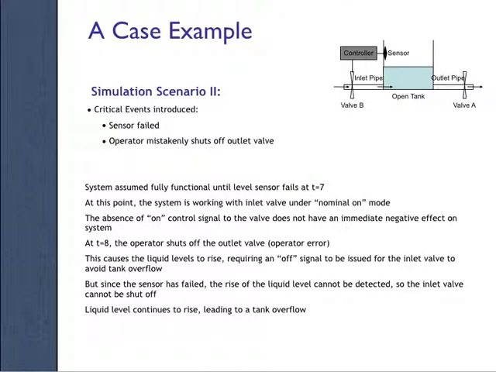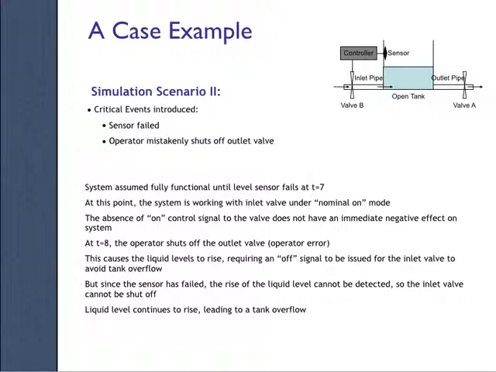I'll now provide just one more scenario with, again, the same case study. In this case, it'll be a sensor failure and then essentially an operator error where the operator mistakenly shuts the outlet valve off, closes the outlet valve. The first failure occurs at a time value of 7. It's just a sensor failure. What's interesting is there's not actually an immediate effect with this, and so the system continues to work nominally.